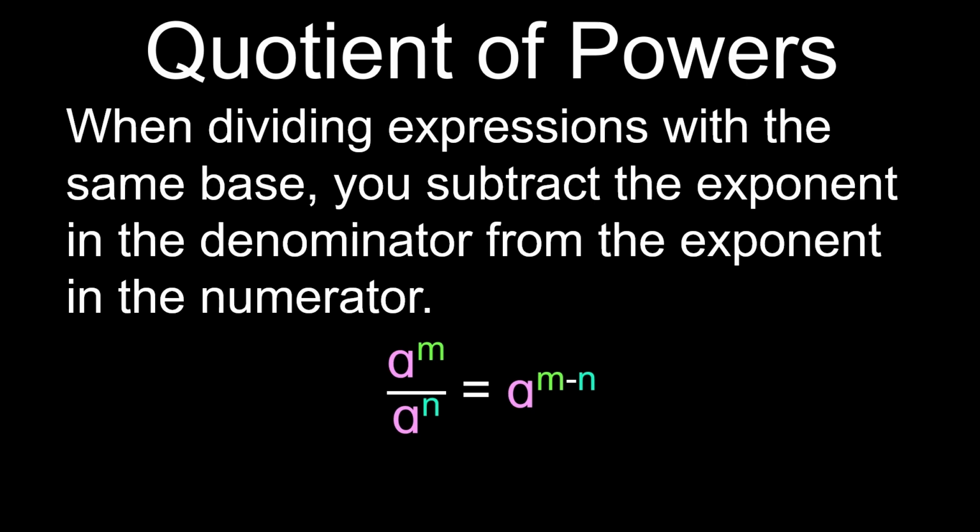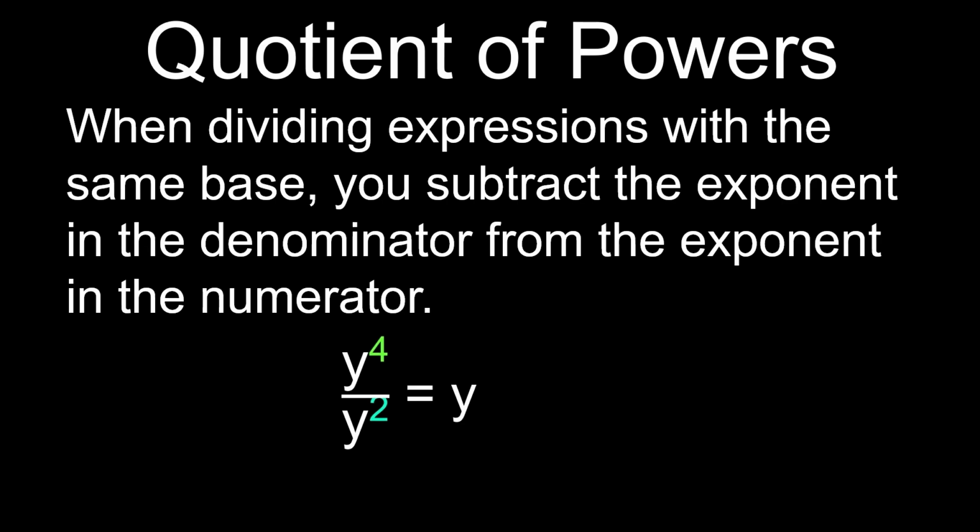Let's take a look at some additional examples. If we have y to the fourth power over y to the second power, well, we're going to keep that base y, and the rule states that we're going to subtract the exponent in the denominator from the exponent in the numerator. So that will be 4 minus 2. And 4 minus 2 is 2, so our answer is y to the second power, or y squared.